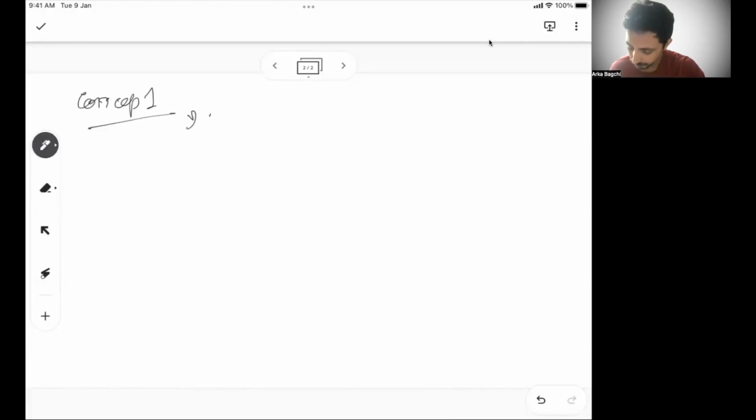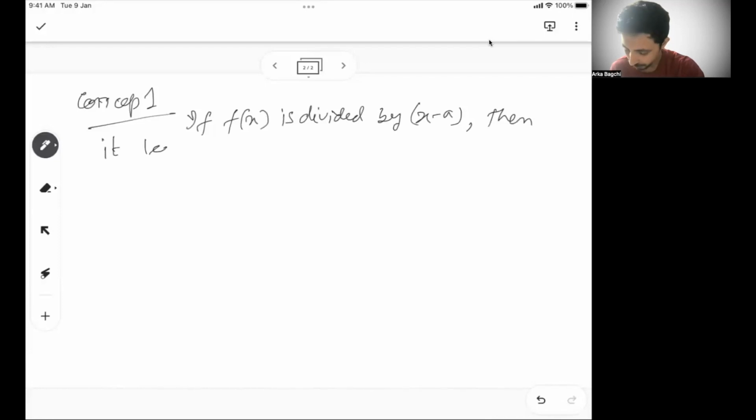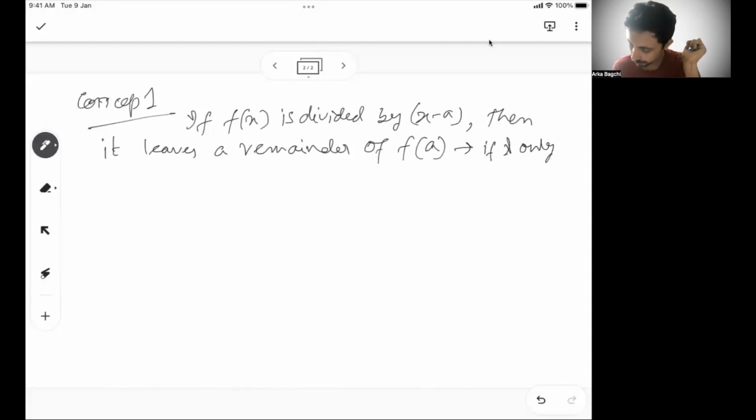So say if f(x) is divided by x minus a, then it leaves a remainder of f(a), if and only if f(x) is a polynomial. Now, what do I mean by f(x) is polynomial?